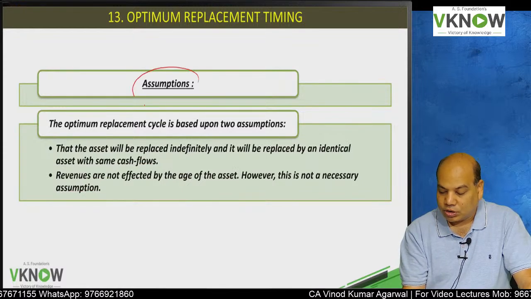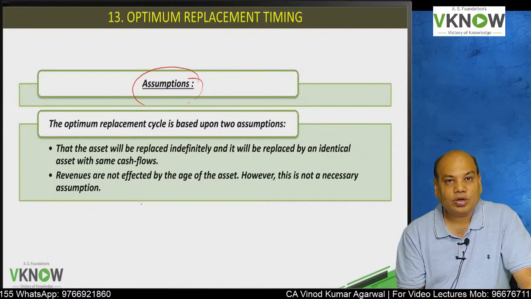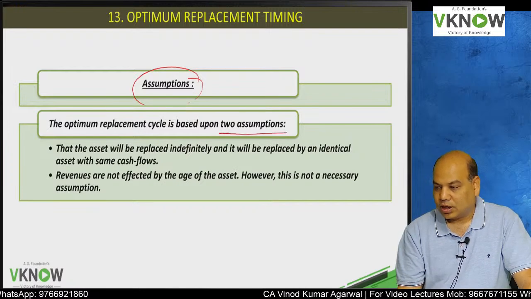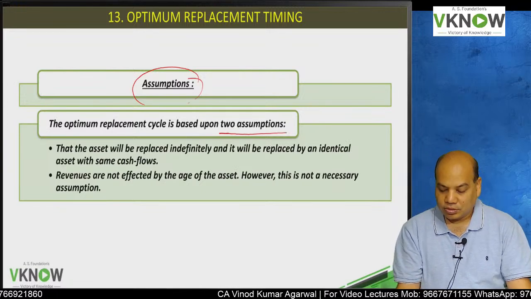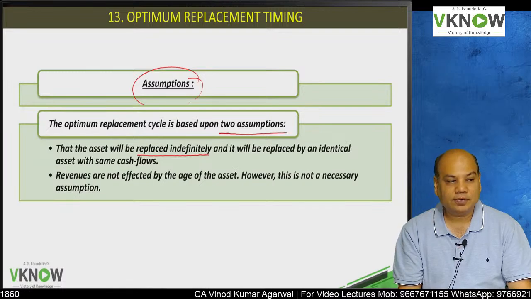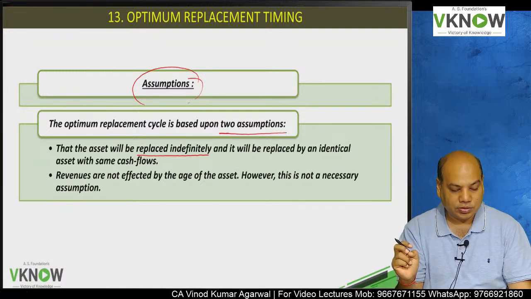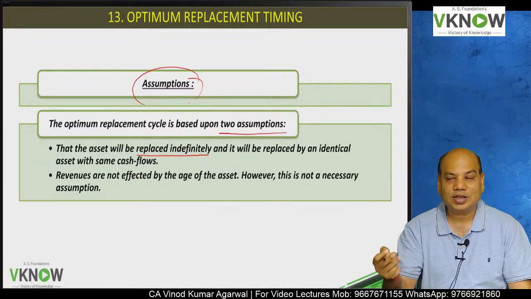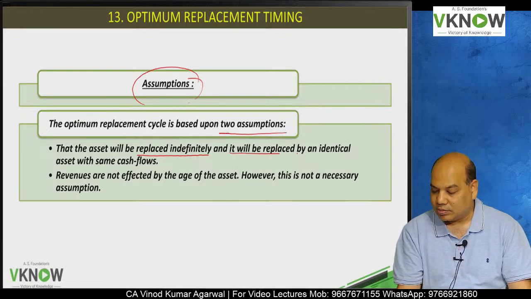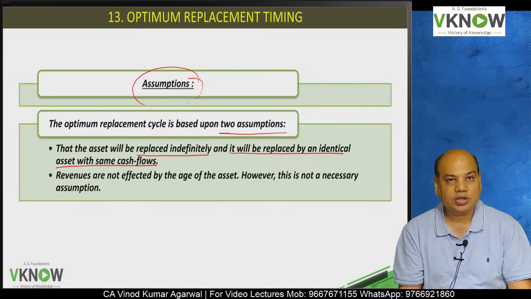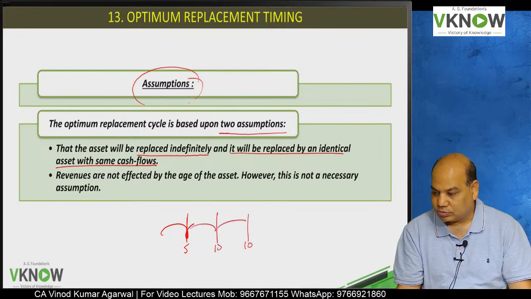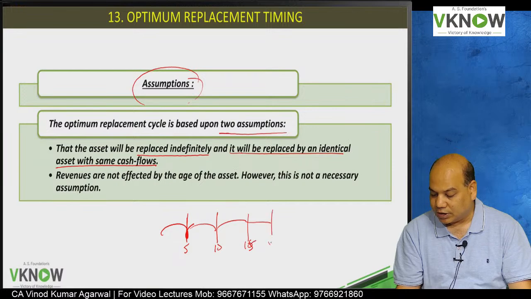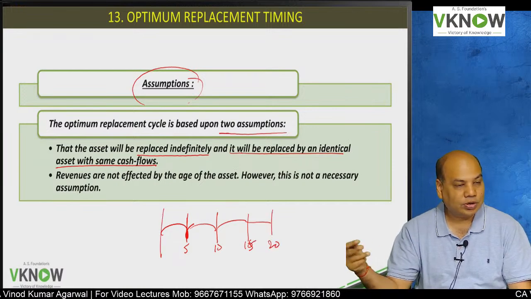When you are using the concept of EAC or EAB, you are having 2 assumptions at the back of your mind. One assumption is the asset can be replaced indefinitely, which note I have given to you also, that you can repeat the asset infinite times with the same asset and with the same cash flow. That means you can purchase the same asset after 5 years with the same cash flow, and you can do it infinite times. As many times as you want, you can repeat the asset.